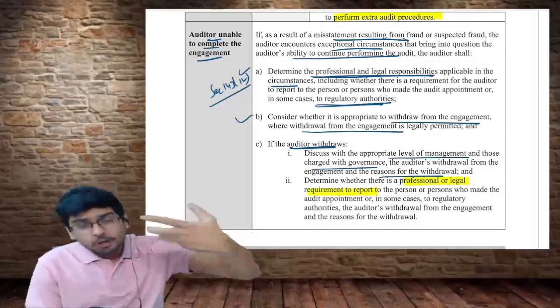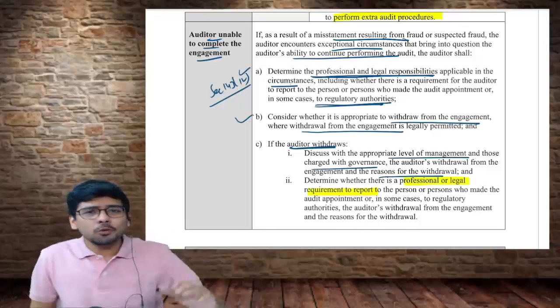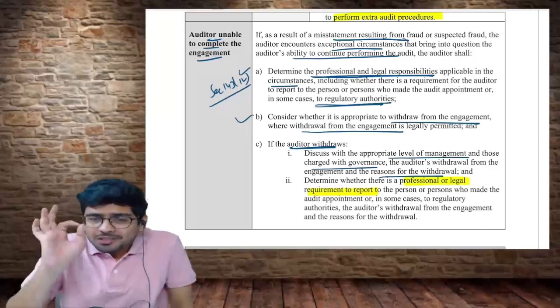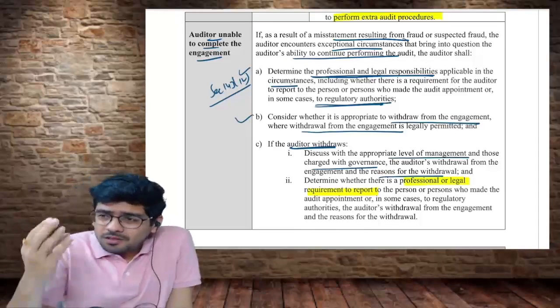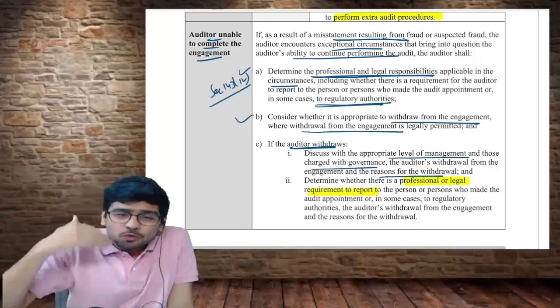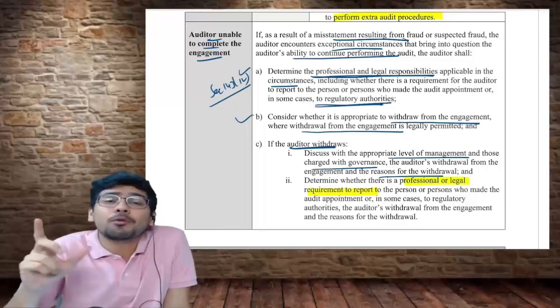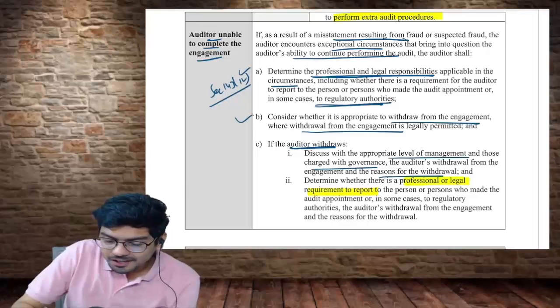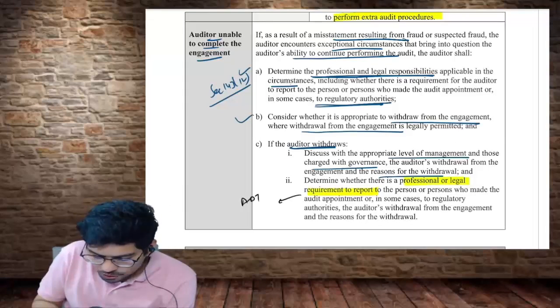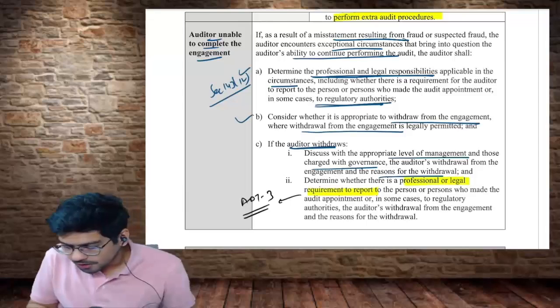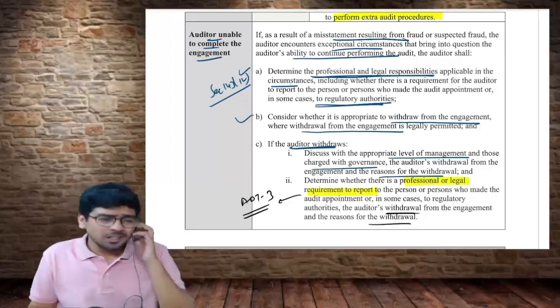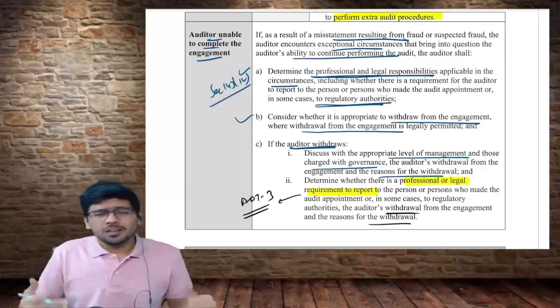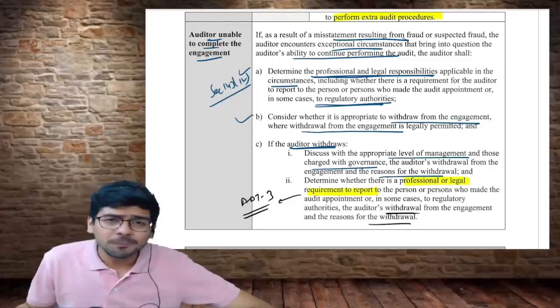Now if he withdraws, he is not going to withdraw randomly. He is going to discuss the reasons with the management and TCWG, and he needs to comply with some regulatory requirements upon resignation. If it is a company, he needs to file ADT 3, and in ADT 3 he needs to state the reasons why he is resigning, quitting or withdrawing from the engagement.